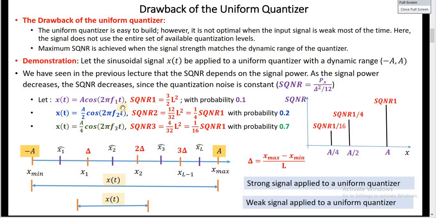Let us consider this illustration. Let x of t equal a cosine 2 pi f1 t.